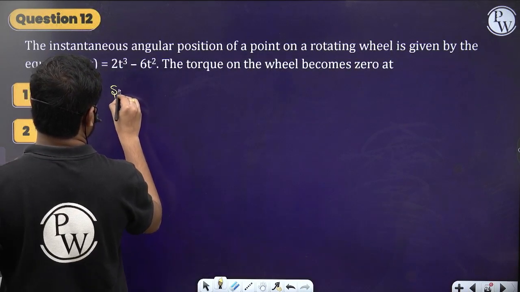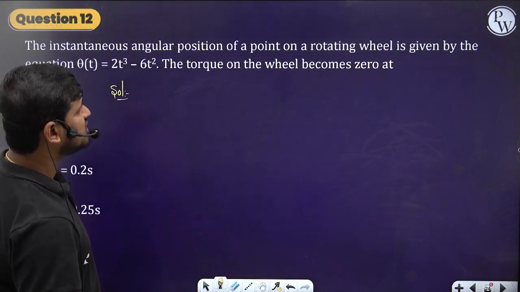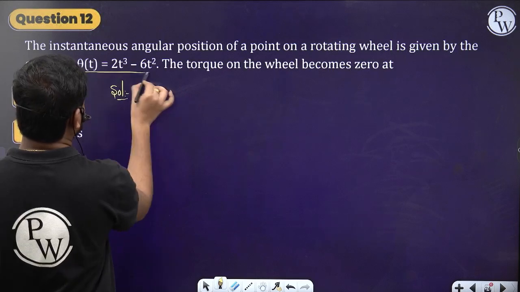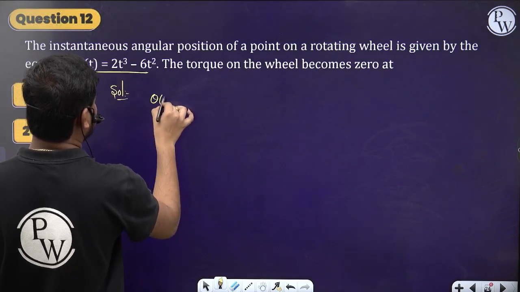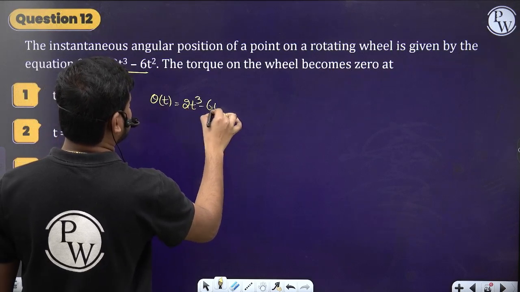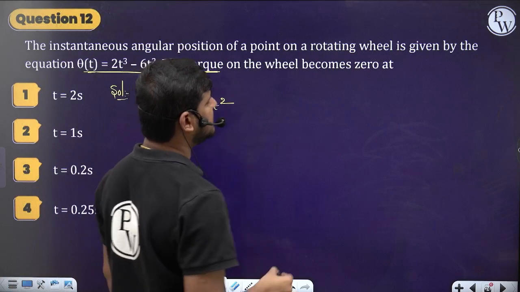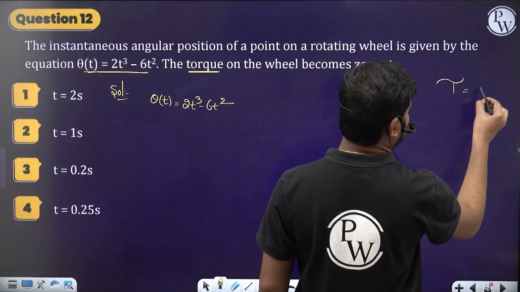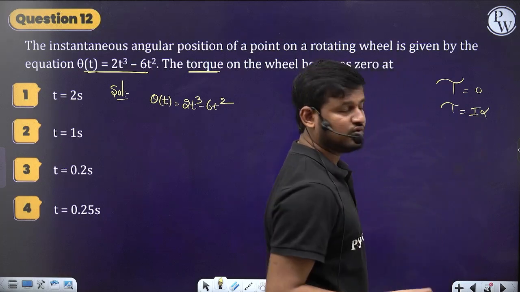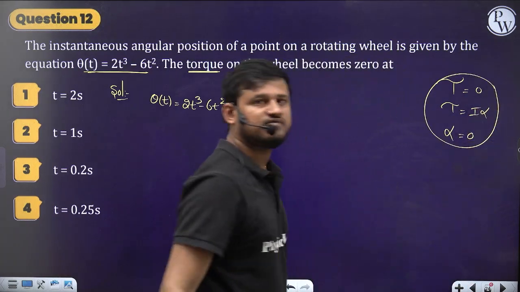This is a very simple question. The instantaneous angular position of a point on a rotating wheel is given by the equation theta(t) equals 2t cube minus 6t square. They are asking when the torque on the wheel becomes 0. If the torque is 0, torque equals I alpha, and the moment of inertia can't be 0 for the wheel, so alpha should be 0.